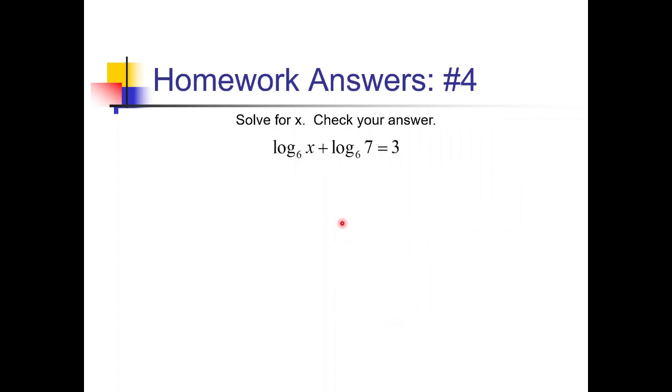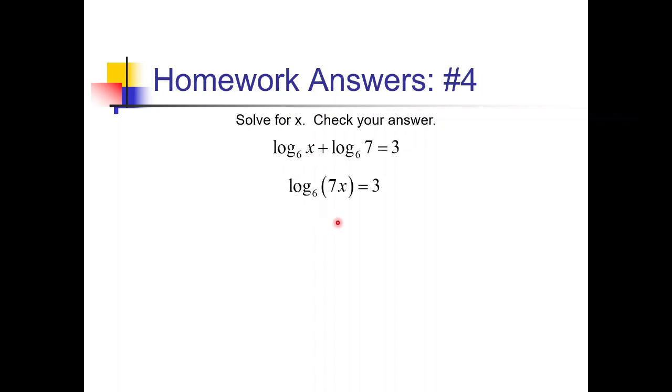To solve this logarithmic equation, I have to first get at most one term on each side of the equation. On the left side, I have these two logarithms. So I'm going to try to merge those together. Since I'm adding these logs, that means I can multiply their inputs. So I can call this log base 6 of 7x.